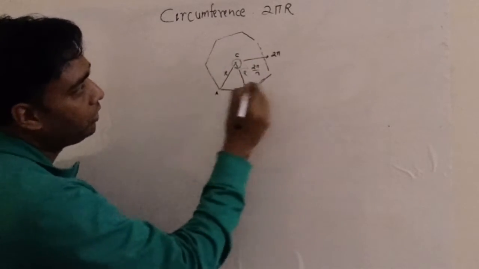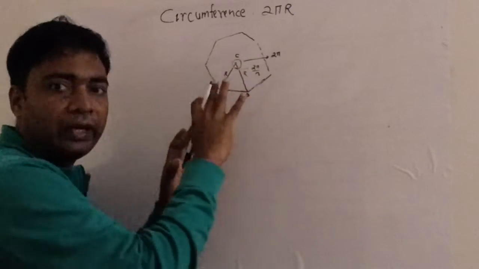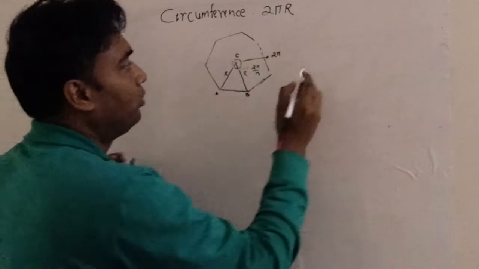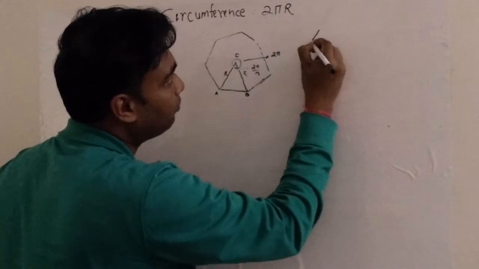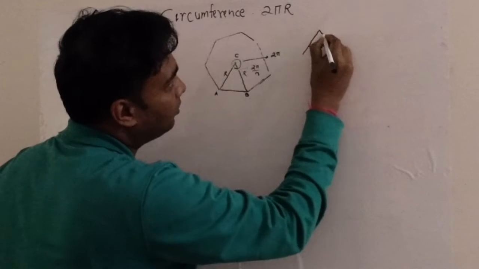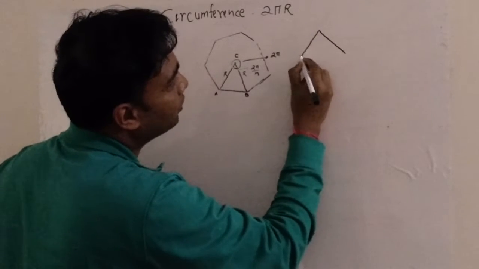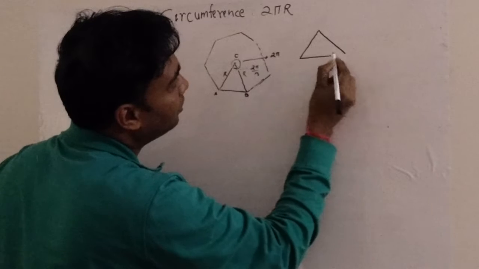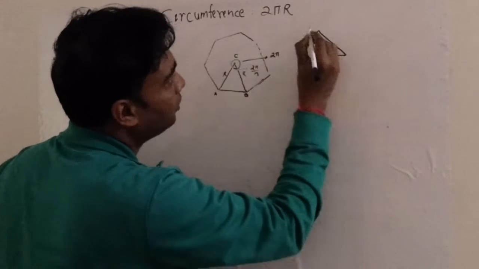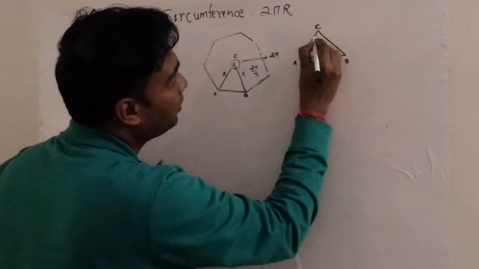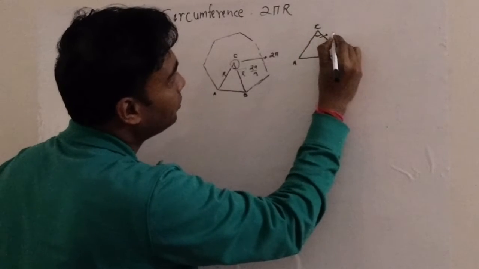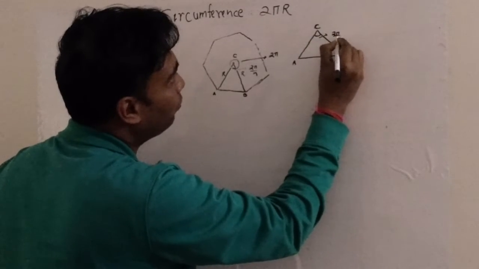I'm going to take this triangle outside, because I have to do some calculations, and I will be using some trigonometry and different methods. So let me take this triangle outside. This is C, A, B. This angle is 2 pi over n.